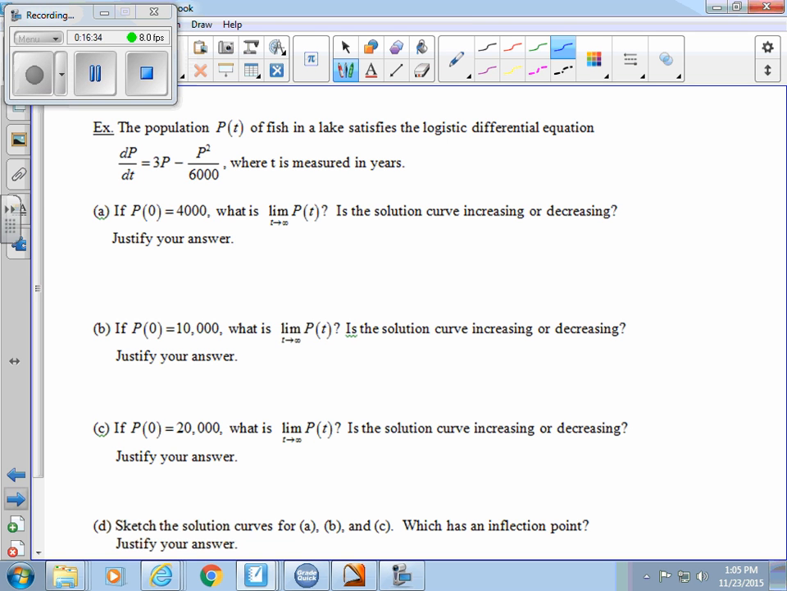Alright, I have another example for you. What's different about this one and the others? The setup of the equation is different. Does everyone agree? It does tell us it's a logistic differential equation, so theoretically we should be able to figure this out, right? So what does a logistic differential equation normally look like?